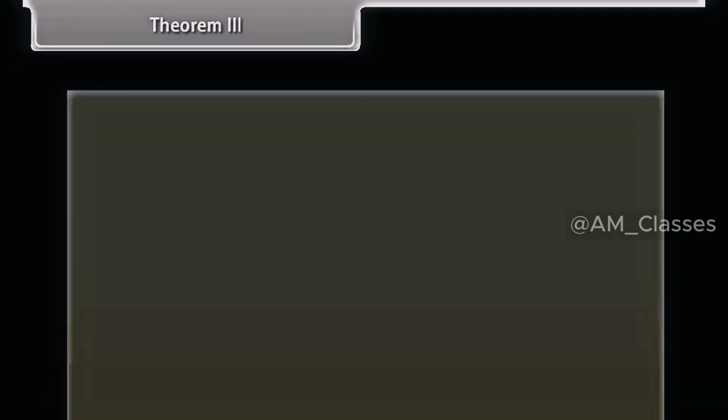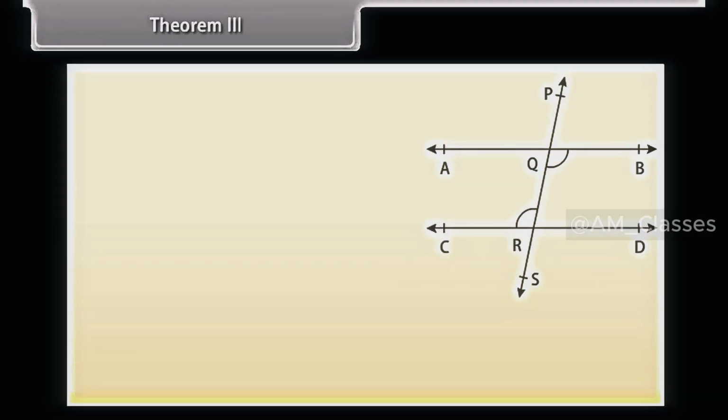Theorem 3. Now using the converse of the corresponding angles axiom, we can show the two lines parallel if a pair of alternate interior angles is equal. Come, let us check. Here the transversal PS intersects line AB and CD at points Q and R respectively such that angle BQR is equal to angle QRC.